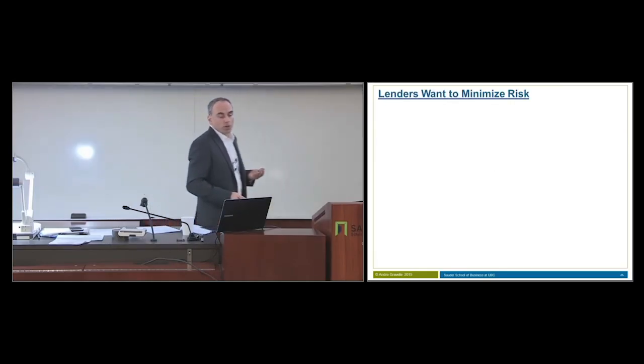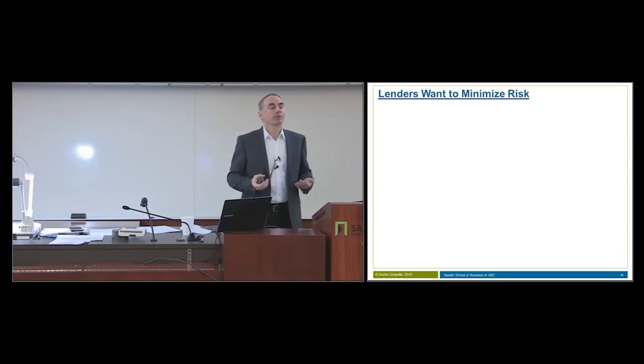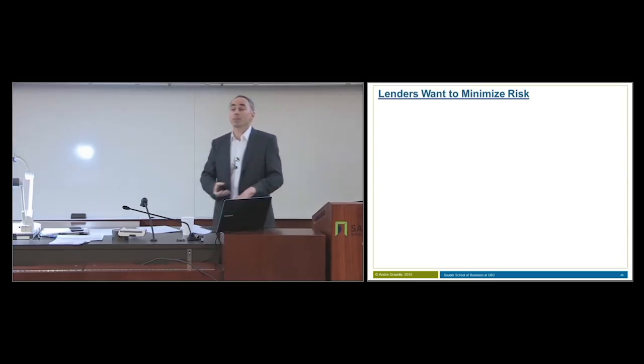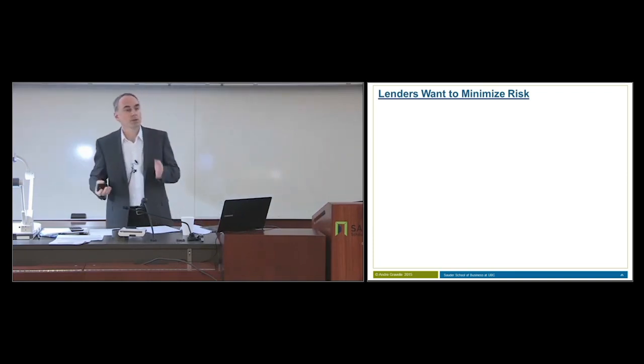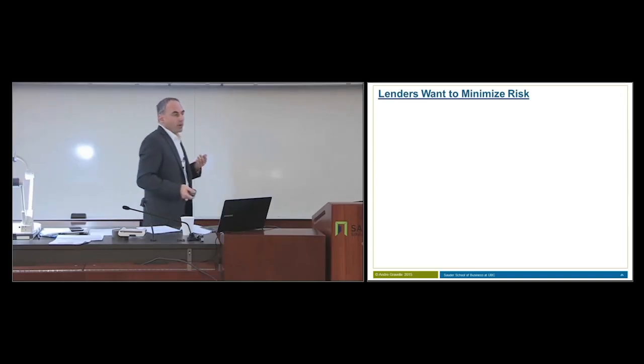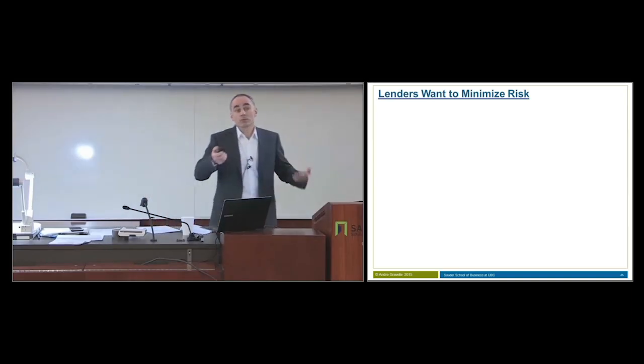Now, what lenders are largely concerned with is risk. Well, lenders are concerned with making money, but they're only concerned with making money up to the point they don't exceed any risk tolerances they may have. So they're concerned with risk. So how do they manage risk? Well, they manage risk by lots of different rules and policies.